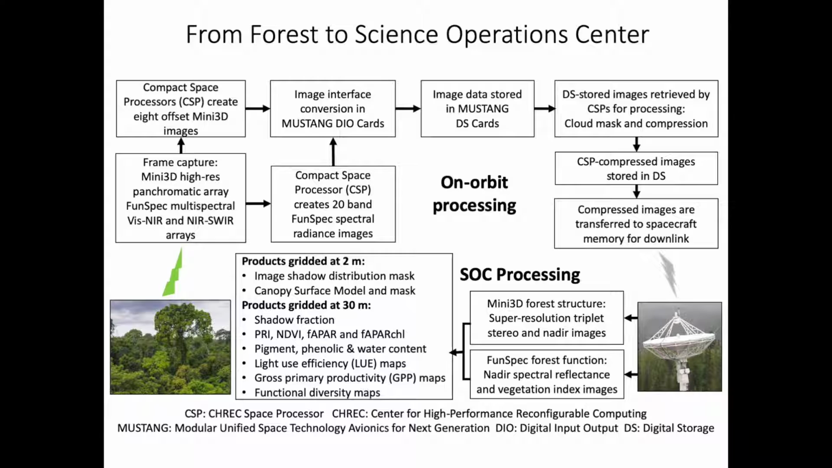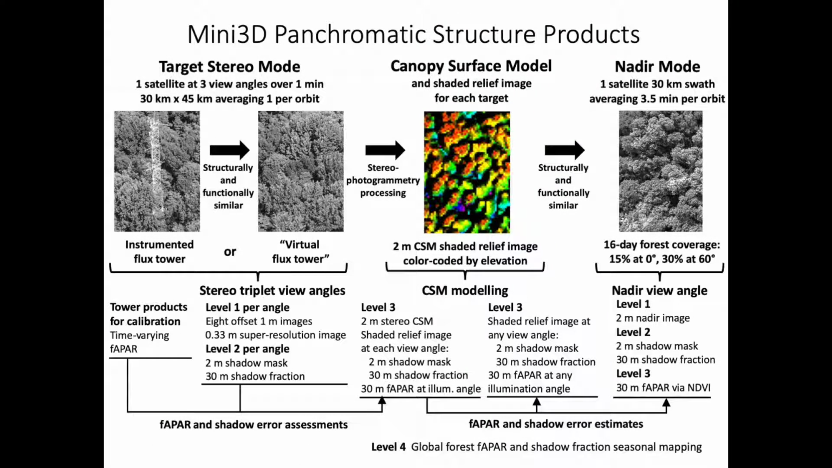Higher order 30-meter products include shadow fraction, PRI, NDVI, FA-PAR, pigments, phenolics, water content, light use efficiency, gross primary productivity, and functional diversity maps. Panchromatic structure products from target stereo mode will be FA-PAR and shadow error assessments. For the nadir mode acquisitions, the level 4 products will include global forest FA-PAR and shadow fraction seasonal mapping.